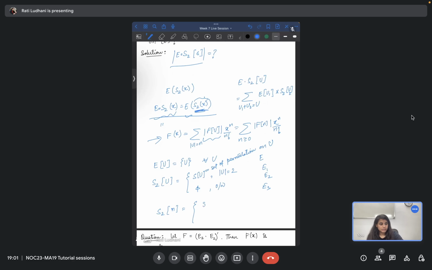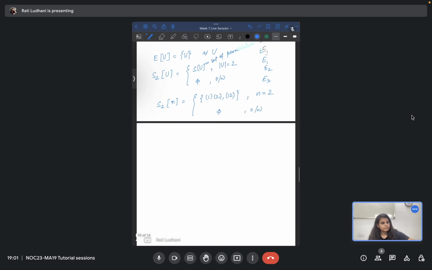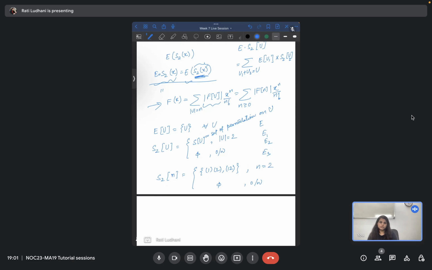Now that is different from S_n, the permutation group. So actually you can write 1 2 and 1 2. You just consider all the permutations when n is equal to 2, and this is phi otherwise. Is that okay? What is S2 now?